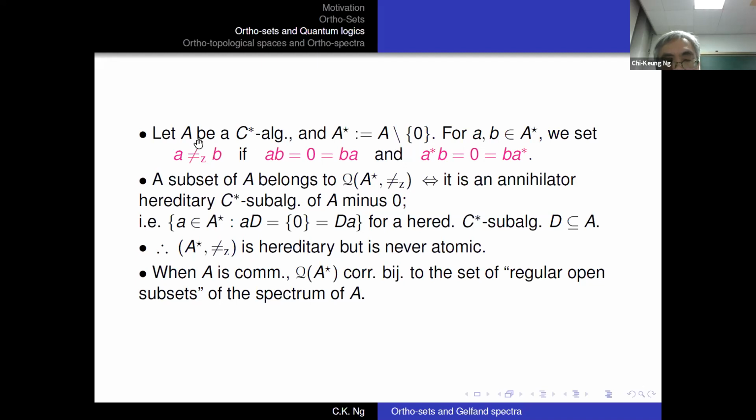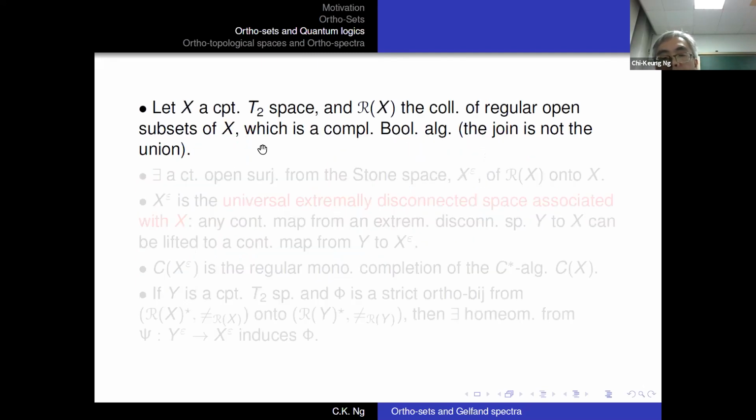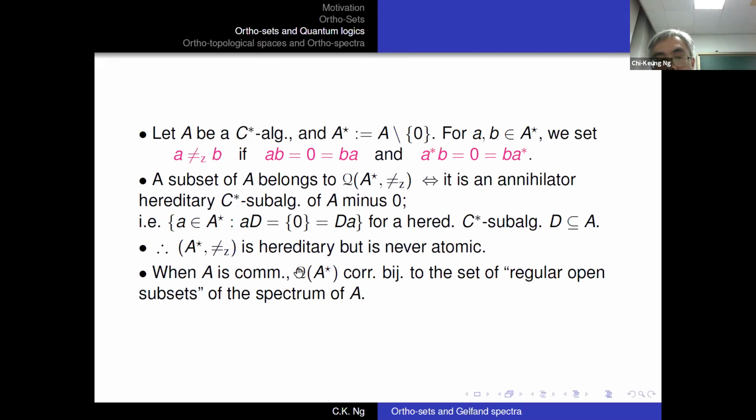So if we start with this QTS distinctness relation, then in the commutative case, the lattice we get is the lattice of regular open subsets. It is known in the literature that the regular open subsets form a Boolean algebra with the join and the complement that I told you a while ago, and these correspond precisely to the join and the complement here. So if we start with something naive, then you can get something. This is something that I find very interesting.